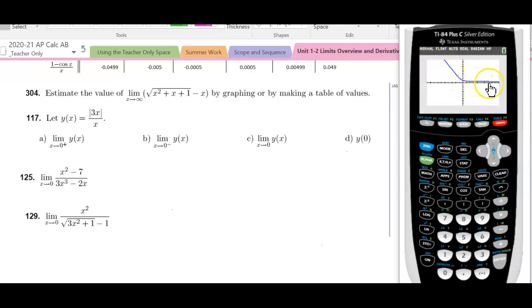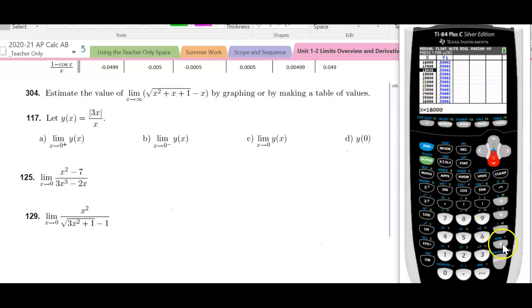And it does look like we're approaching a horizontal asymptote as we are approaching infinity. Now we just want to kind of zoom in on this asymptote and see what it really is. To do this, I'm going to use the table function, which will give me values. Right now, I have the table going up in steps of 1,000.